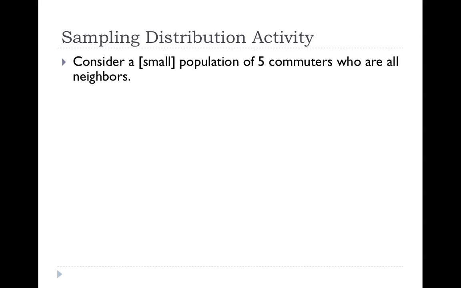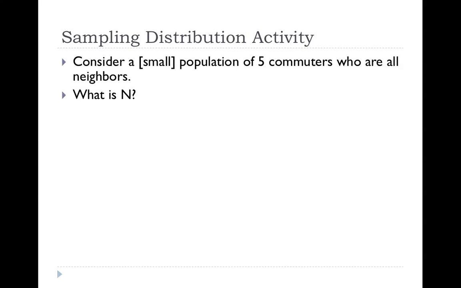Okay, we're going to start with an activity that is slightly unrealistic, but its purpose is simply to help you understand the mathematics that goes into sampling. Let's consider a small population of 5 commuters who are all neighbors. Very rarely is a population going to have as few as 5 things in it, but for the purpose of this exercise, we're going to look at this simple example.